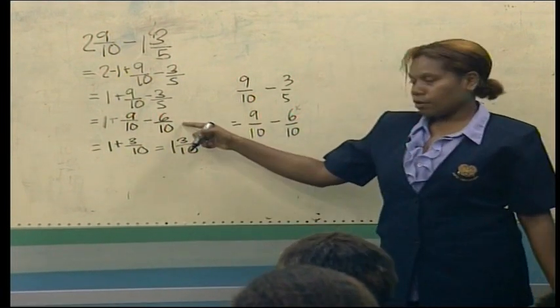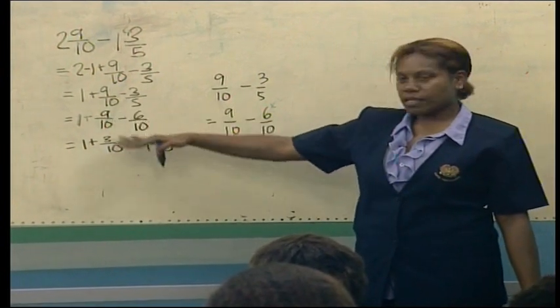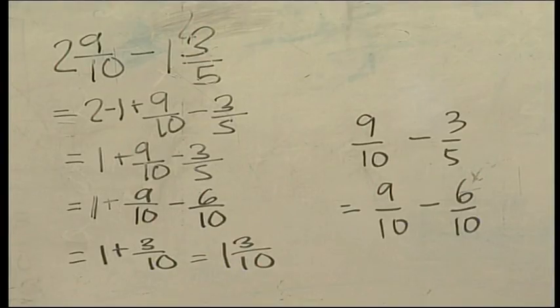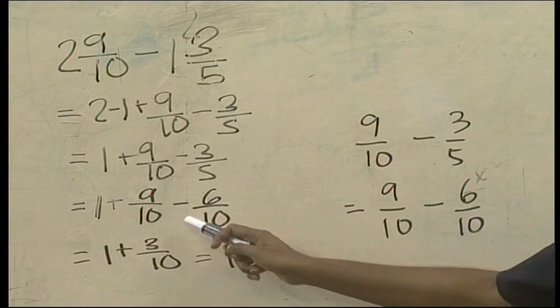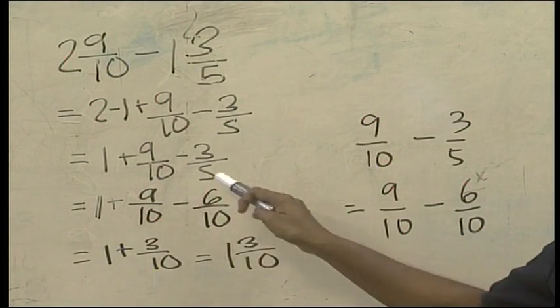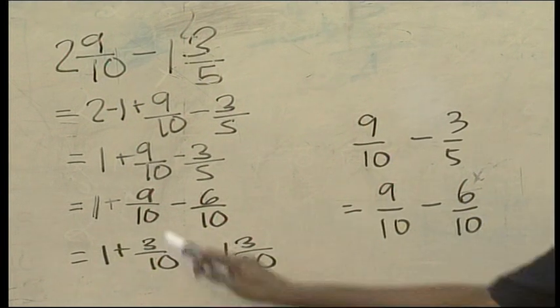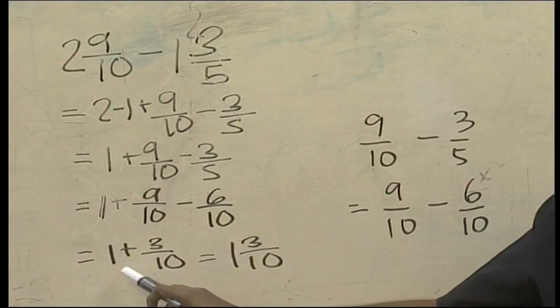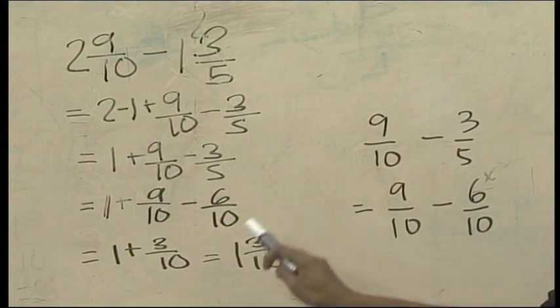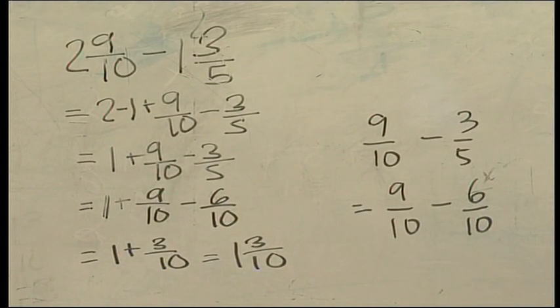Then you bring it down. Okay, so it goes in sequence, steps. After that, once you have found the lowest common denominator, you make equivalent fractions out of the LCD, and then you subtract. So 1 plus 9/10 minus 6/10 is 1 plus, 9 take away 6 is 3. 1 plus 3/10 is the same as 1 whole and 3/10.